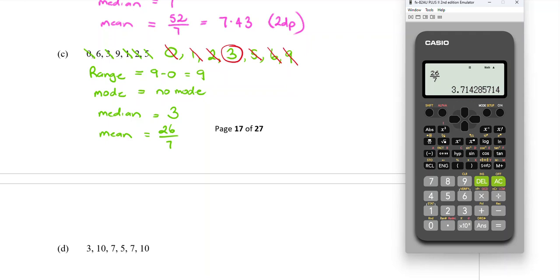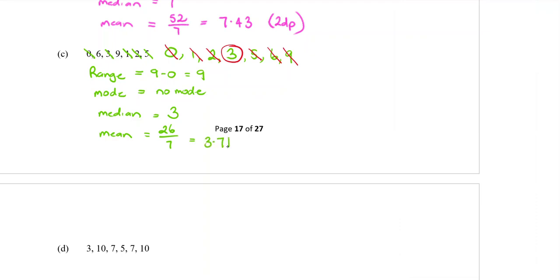So we want the 3.71. This time, after the 1 is a 4, and 4s round down, or they just get chopped off. So it's going to be 3.71 to 2 decimal places.